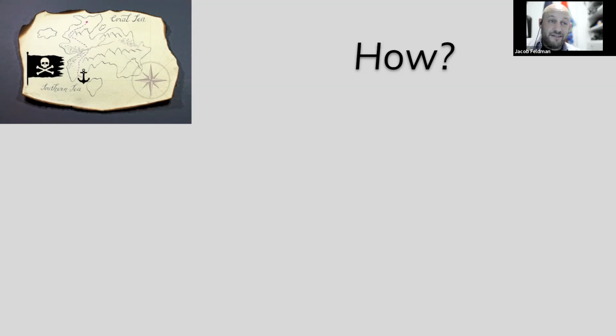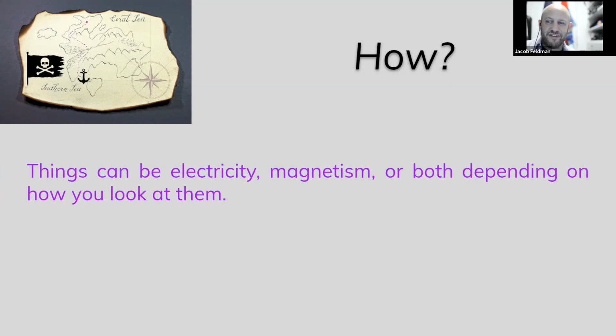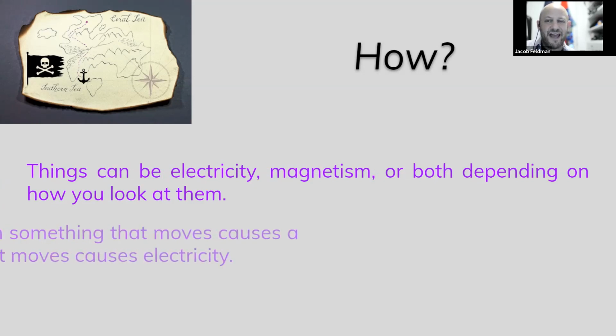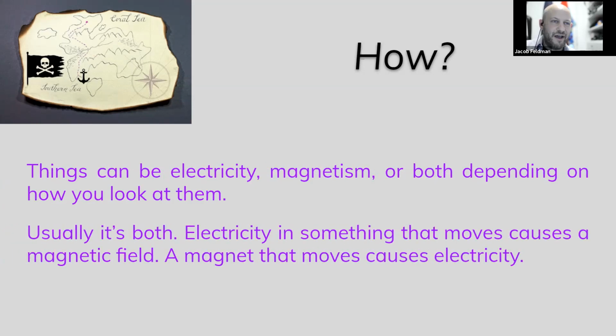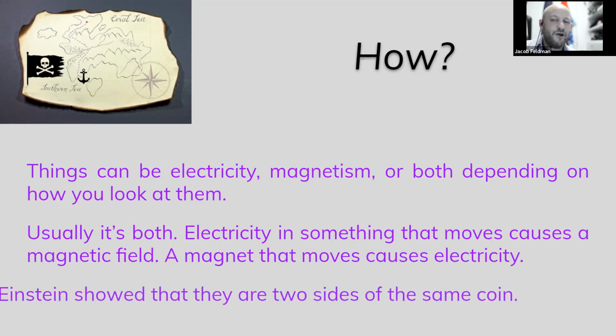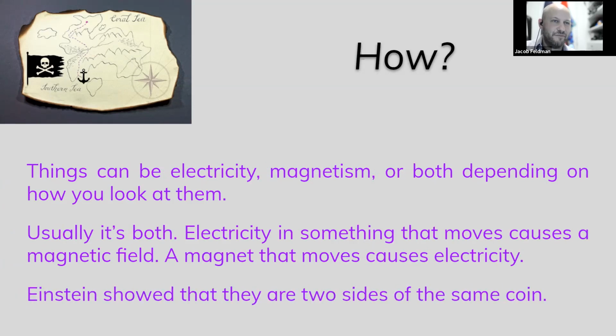Did everybody remember that it was 3 paragraphs? Probably, because I hammered it home. Did everybody remember that that first paragraph said that things can be electricity, magnetism, or both? That the second one said, no, it's usually both, and that's why. And that the third one said, oh, Einstein talked about it, 2 sides of the same coin, right? And that was the treasure map I built. Nobody even read the passage, and I'm sure some of that stuck with you.